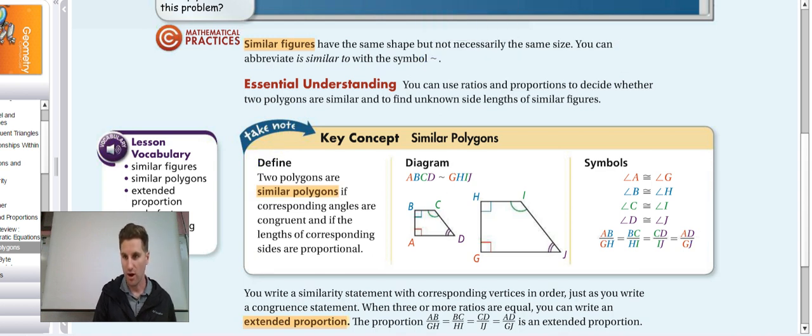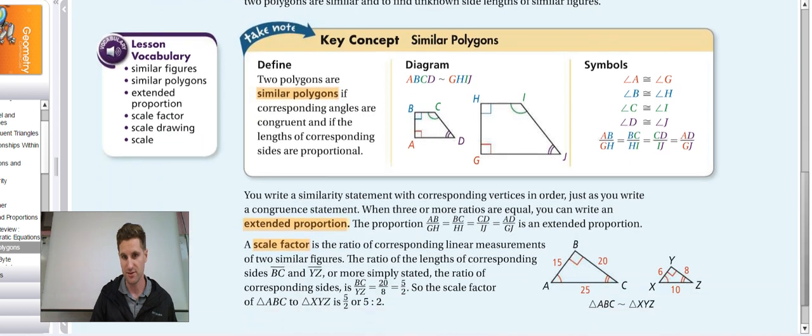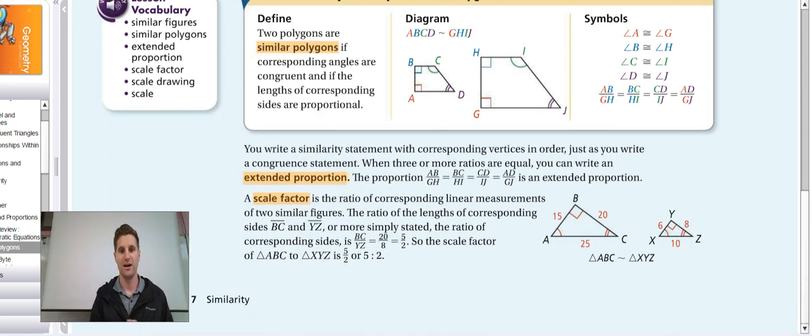We're also given sometimes extended proportions. If we look, I'm going to scroll this down here. Let me see if I can get that. There we go. So we want to write this down as well. Extended proportions are when we continue the proportion throughout the whole thing. So we want you to write that down too. Just when three or more ratios are equal, you can write it as an extended proportion right there.